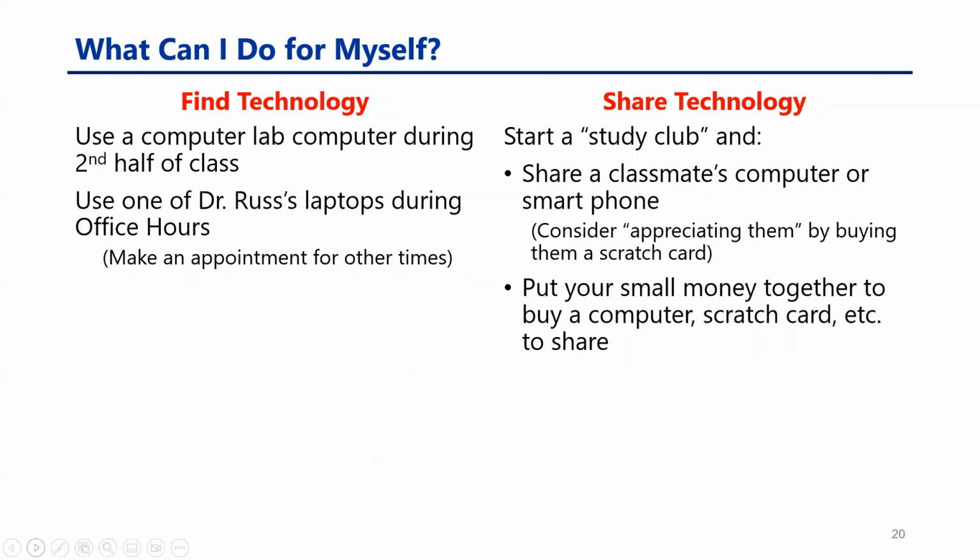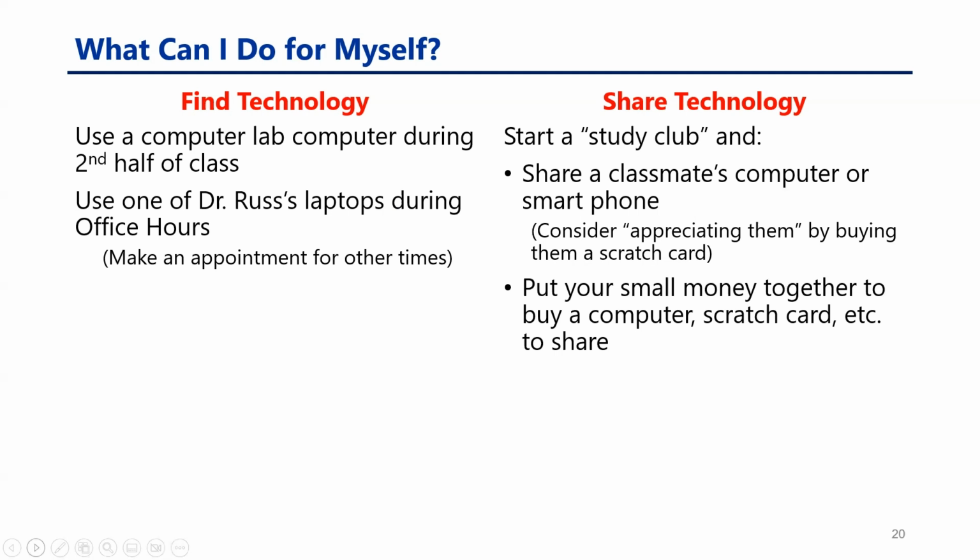And what about if you don't have technology? Two places that you can find technology to use is you can use one of the computers in the computer lab during the second half of the class, because we're doing a workshop. You only listen to lecture in the first half and you work on your assignments in the second half. Or when Dr. Russ is teaching the course, you can use one of his laptops during office hours. And if you need to use it at a different time, you can make an appointment to meet with him.